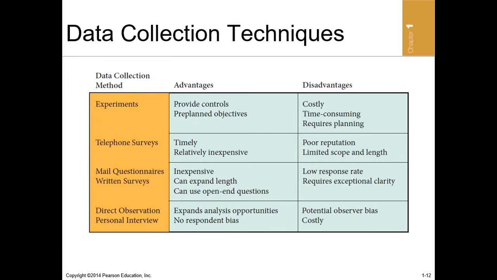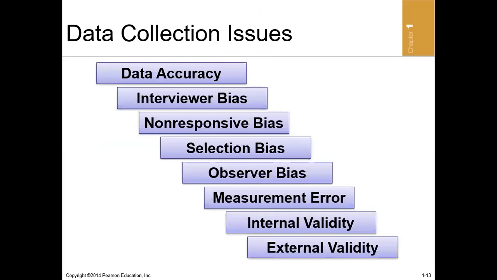For direct observation, the advantage is that it expands analysis opportunities and there is no respondent bias because you are directly observing the respondent. However, there can be observer bias. The person who is observing might be biased in how he interprets the data. And then sometimes it is also costly, all right? So these are some of the data collection issues that you may encounter.